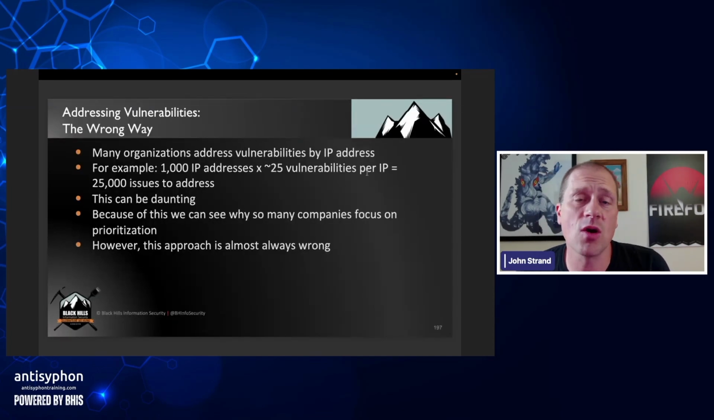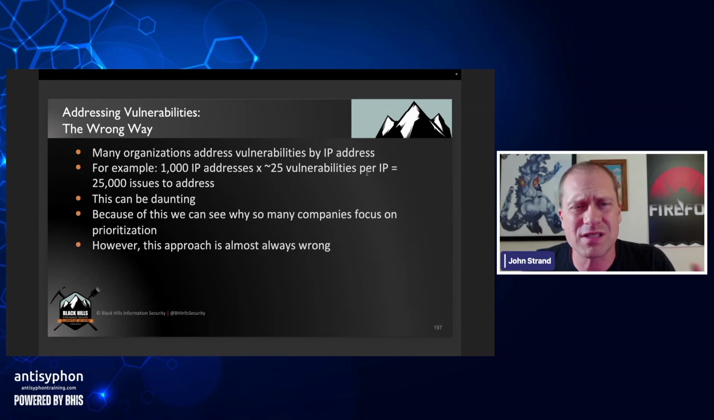So here's the wrong way to do this, right? Let's say you have 1,000 IP addresses in your environment, and we're looking at an average of about 25 vulnerabilities per system. That's 25,000 issues. And the problem is customers go to vulnerability scanning companies and they're like, look at this. It's 25,000 vulnerabilities. How are we going to go through 25,000 vulnerabilities? Tell us which ones to go after first, Nessus. Tell us which ones to go after first, Rapid7. Please tell us which ones the attackers are going to hack.